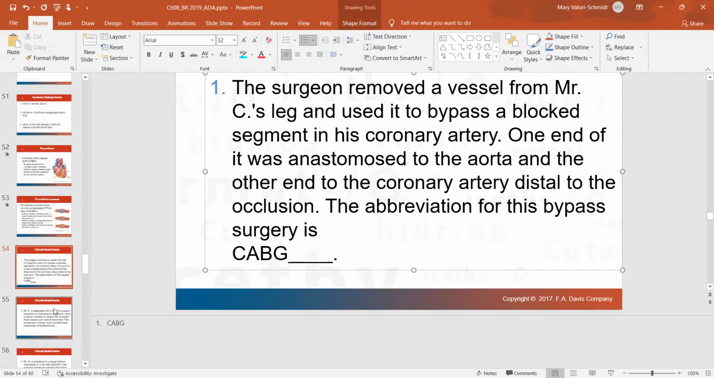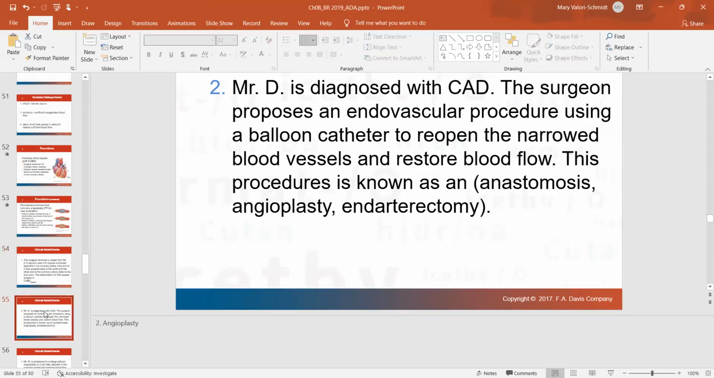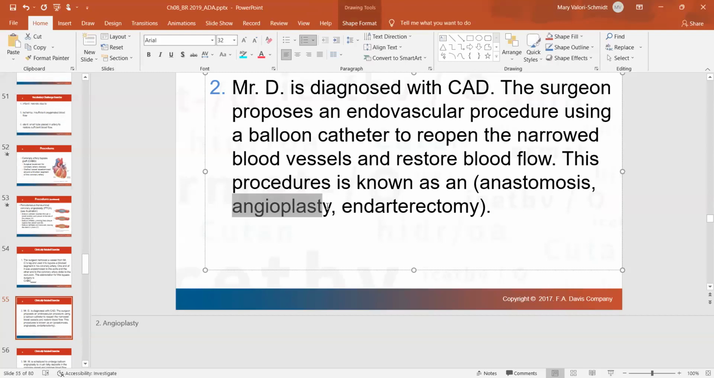Coronary artery bypass surgery. This guy has CAD, and the surgeon proposes an endovascular procedure with a balloon catheter to restore blood flow. This procedure is known as? Angioplasty. Good job. Good job. Yep. Angioplasty.